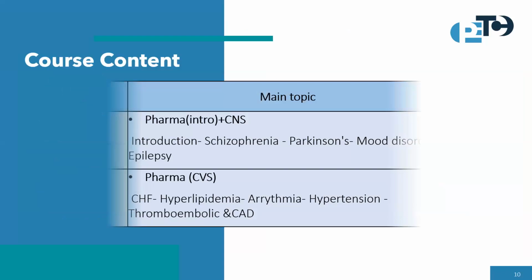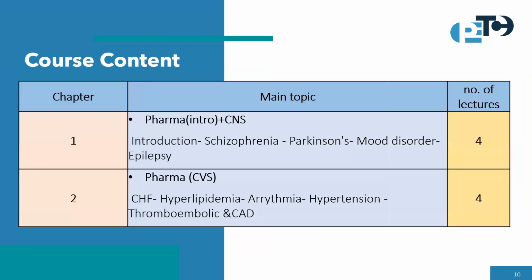Those are the features of the course. Let us see the content. What about the 36 lectures? Firstly, we will start with the introduction to pharmacology. The first chapter will be introduction and CNS conditions, formed of 4 lectures. The first one will be introduction to pharmacology and the autonomic nervous system. Then we have 3 other lectures about different topics like schizophrenia, Parkinson's, mood disorders, epilepsy, and other small topics.